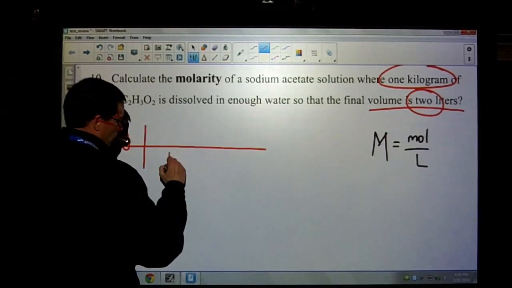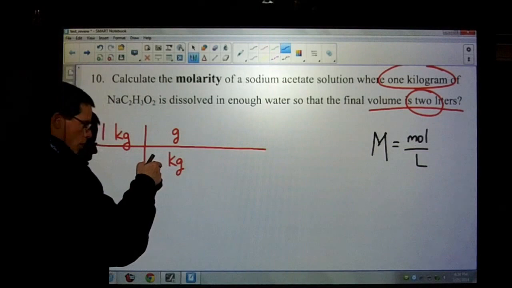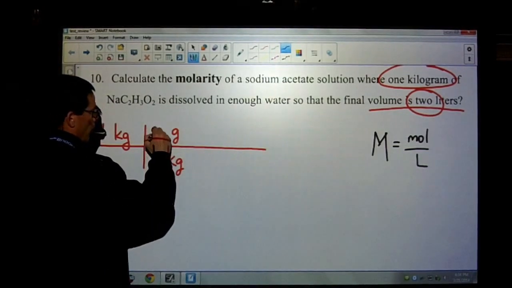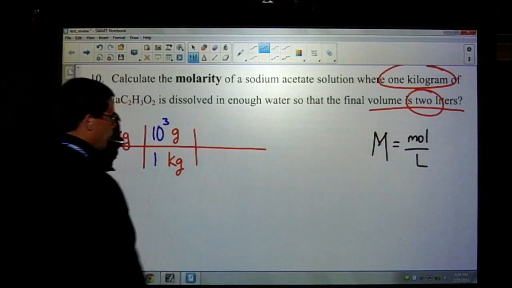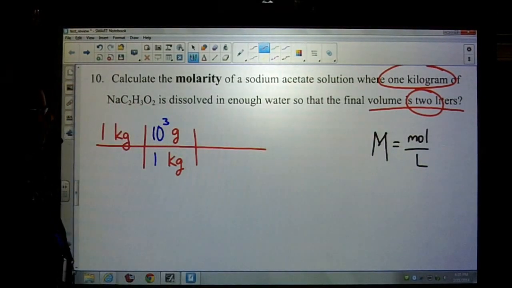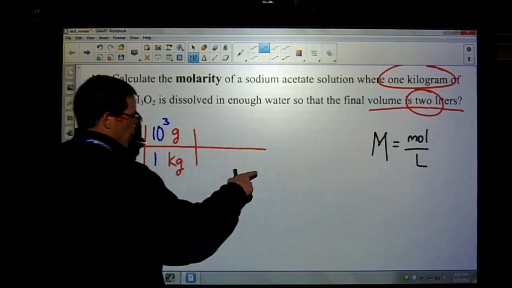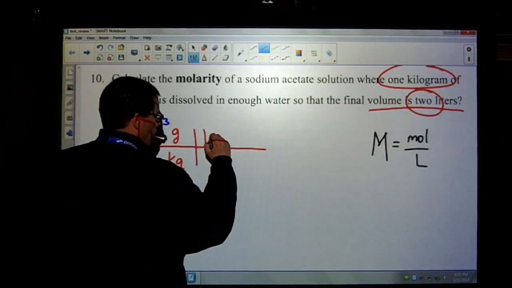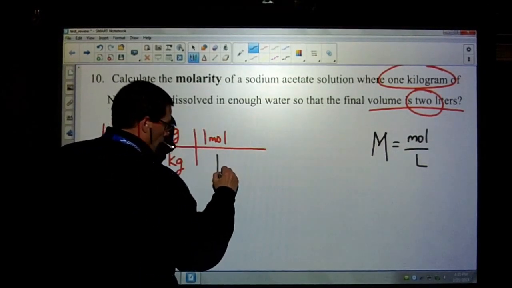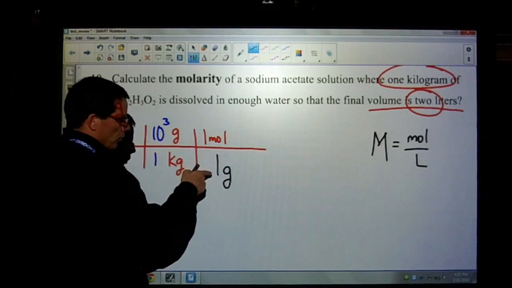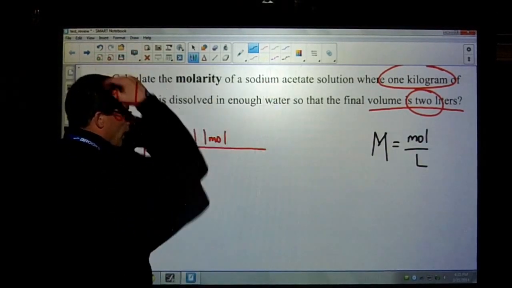Which one's bigger? Kilograms is always bigger, and there's 10 to the 3 grams. That is a conversion that you will use a lot, so get to know it. Make sure that you're putting the right value in the right spot. All right, so now I'm going to move my unit grams down and look for moles of sodium acetate. Do not ever write that. I don't know what this is. 1 gram? No, I don't know what that is. Get that out of here.